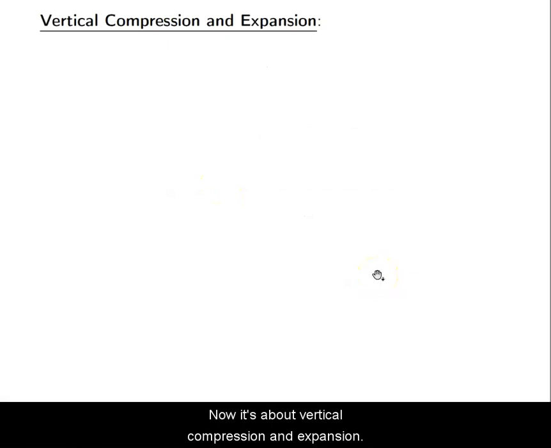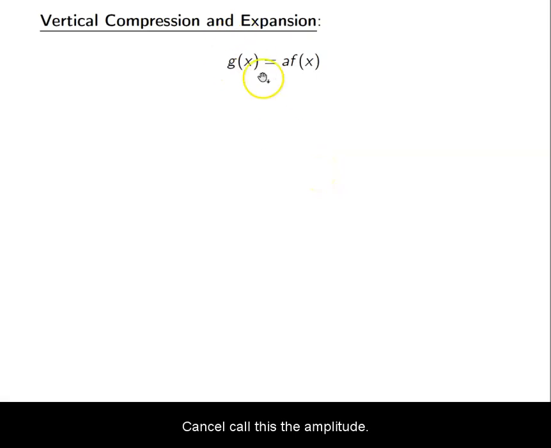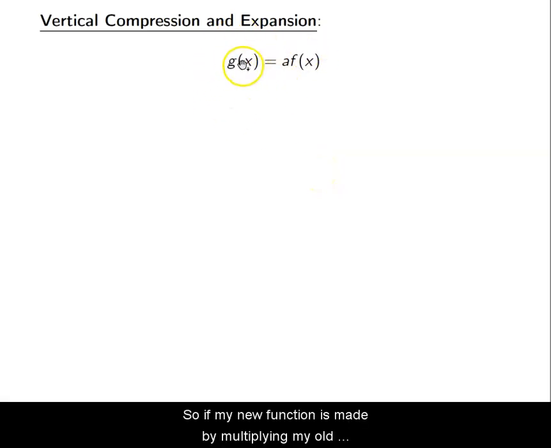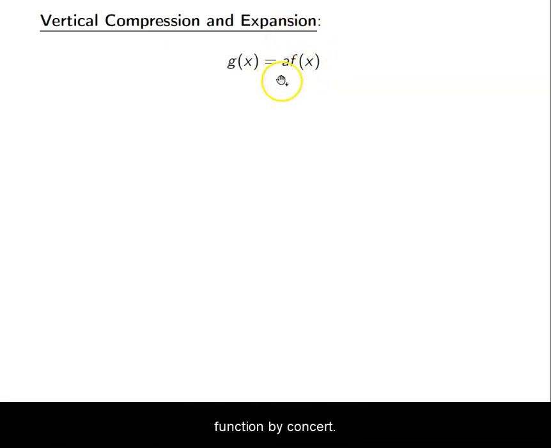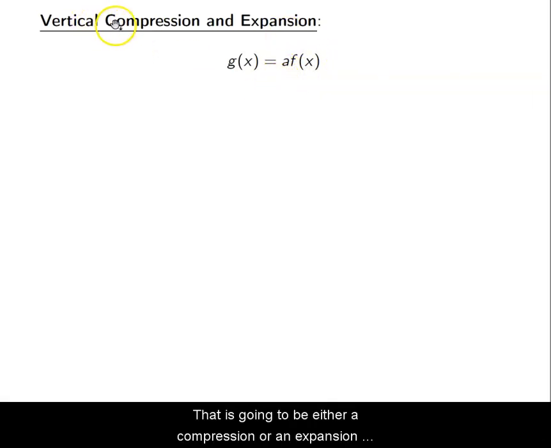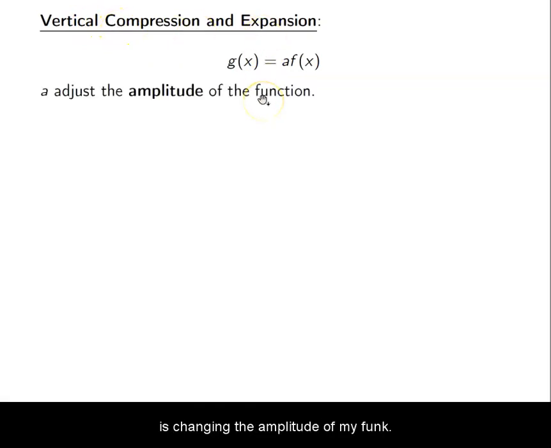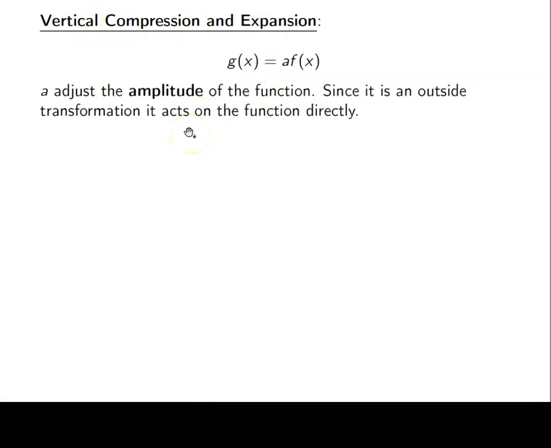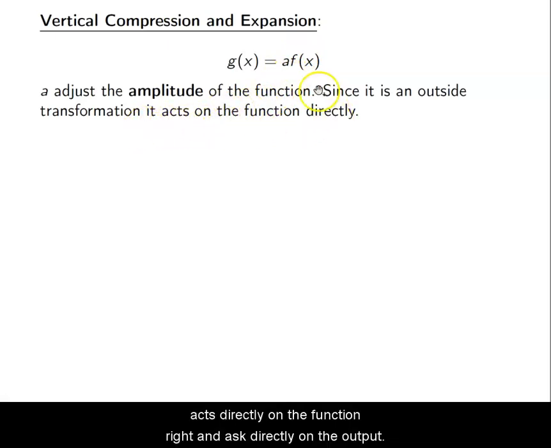So now let's talk about vertical compression and expansion. We also call this the amplitude. So if my new function is made by multiplying my old function by a constant, that is going to be either a compression or an expansion. It's changing the amplitude of my function. So again, since it's outside of my notation, it's an outside transformation, meaning it acts directly on the function, right? It acts directly on the outputs. So it's going to behave in a manner that we expect.